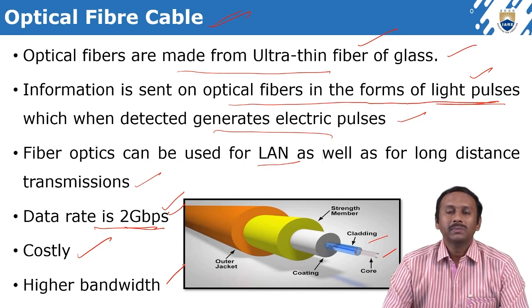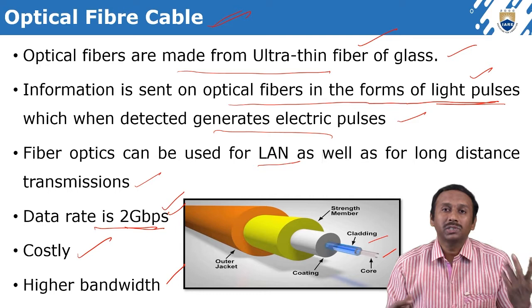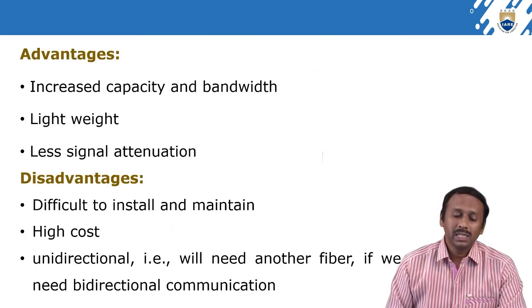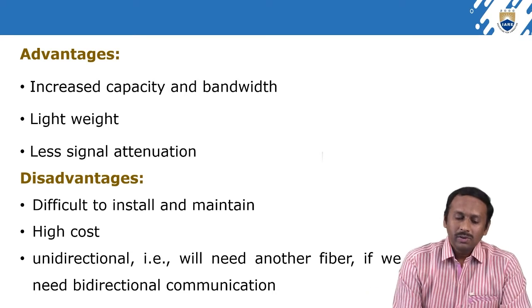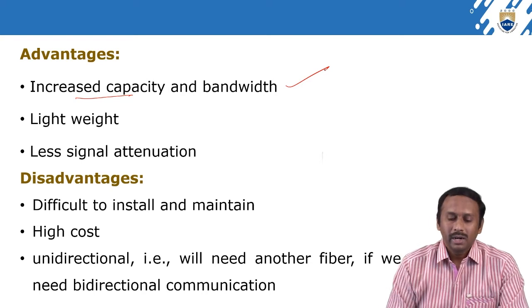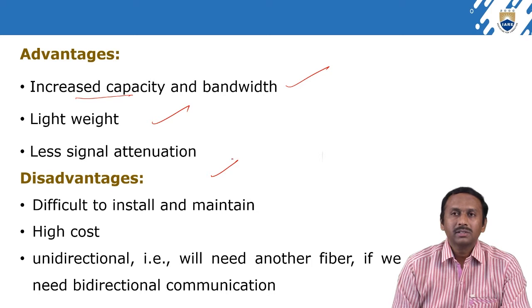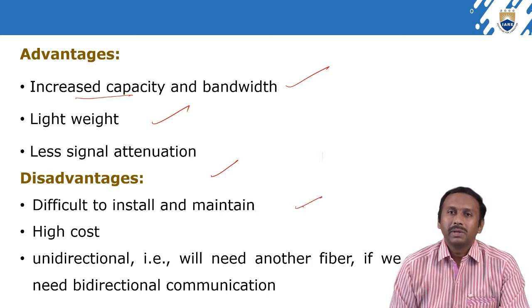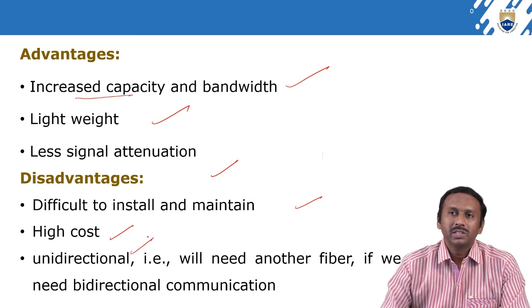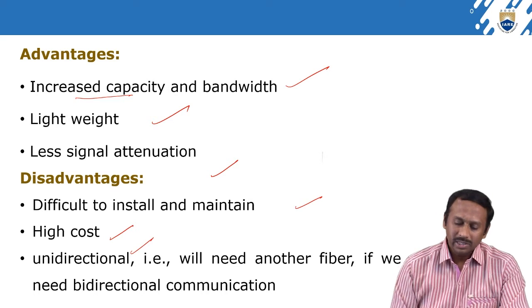Higher bandwidth means it won't take much time for streaming the data, even over long distances, right? Advantages and disadvantages of fiber optics: the advantages are increased capacity and bandwidth, lightweight, and less signal attenuation, right? And disadvantages are difficult to install and maintain, high cost, and unidirectional. Unidirectional means we need another fiber if we need bidirectional communication, right?